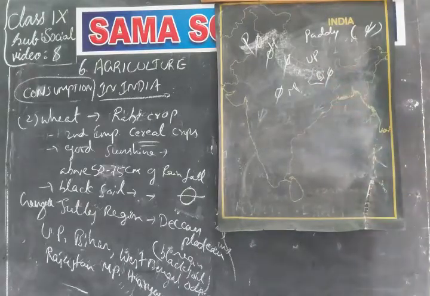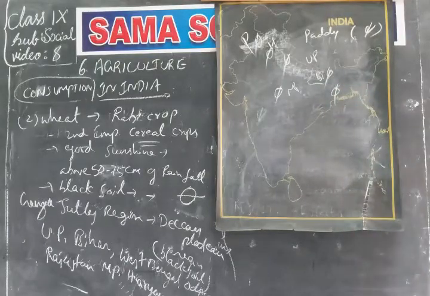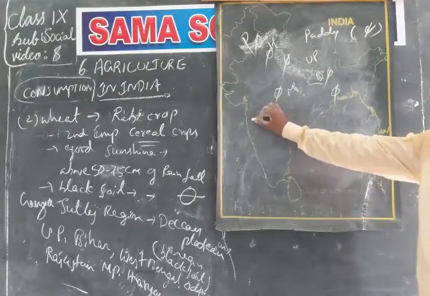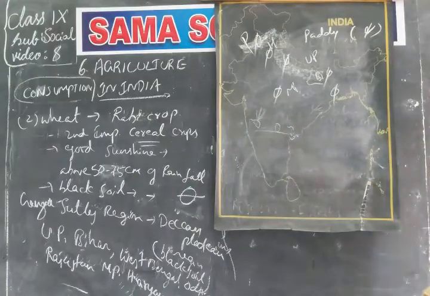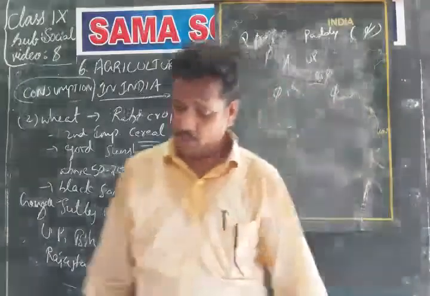Bihar also it is there, and what else? Next, West Bengal also, and wherever black water soils are available in some particular areas, there also we are rearing this wheat crop. This is about wheat crop.